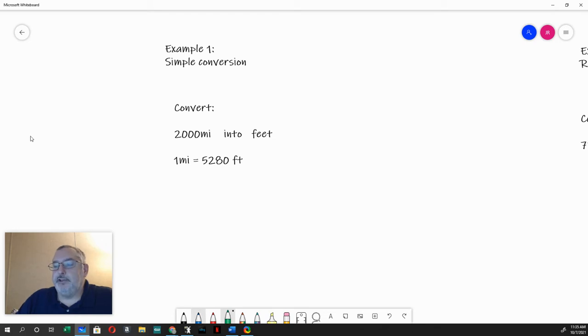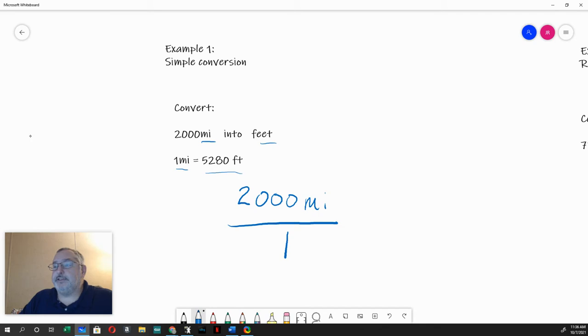What I initially do on all of these problems is write down what I'm given as a fraction. I'm given that I have 2,000 miles. If I write this as a fraction, I have no other unit of measure, so I'm just going to put 1 there as a placeholder. Now is where I get to the dimensional analysis, where I do the converting. I have to convert miles into feet. I'm given this conversion that 1 mile is 5,280 feet. So I'm going to create another fraction, and in that fraction I'm going to put these two values in the right places so that things will cancel out and I'll get the conversion that I want.